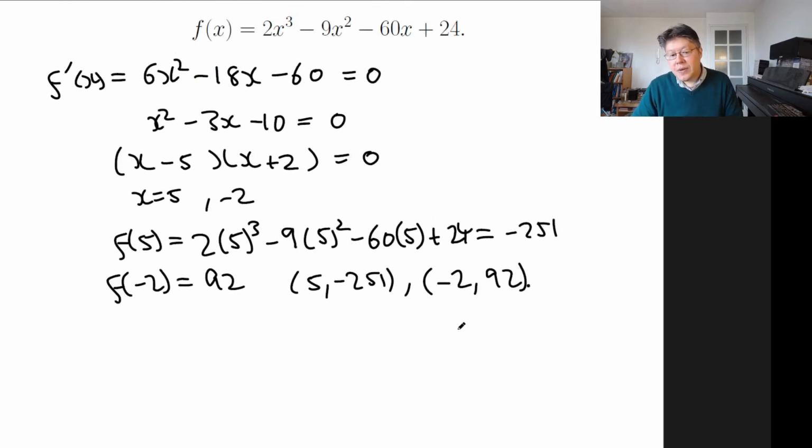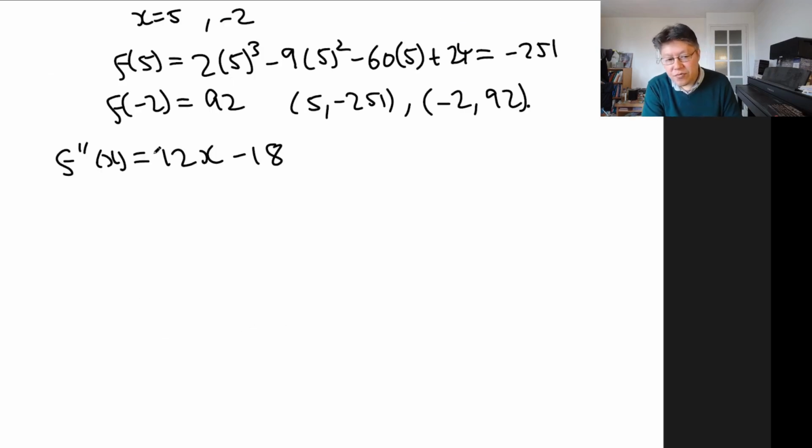Okay, so we now need to work out whether they're local maximums or local minimums, and for that we're going to do the second derivative. So we'll differentiate the first derivative to get f double dash of x. So that gives us 12x minus 18, and this becomes a 0. And now that we've got the second derivative, we're going to substitute the two x coordinates in. So this is our x and y coordinates.